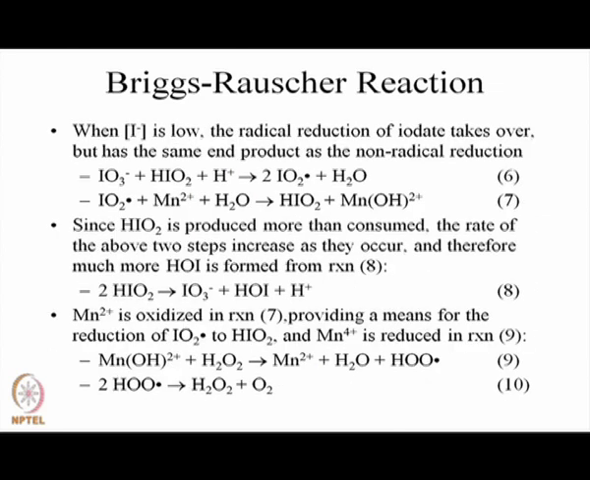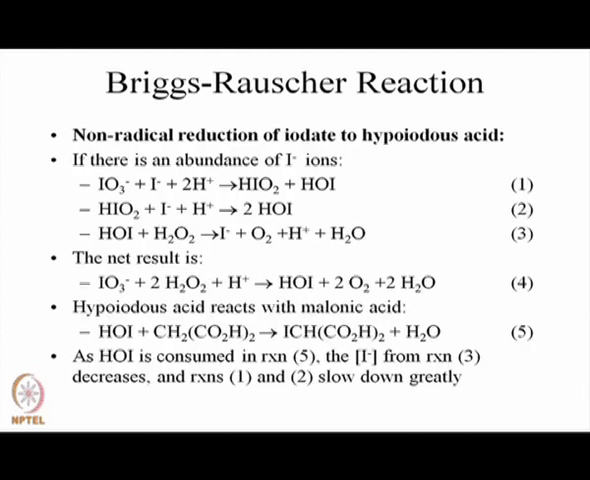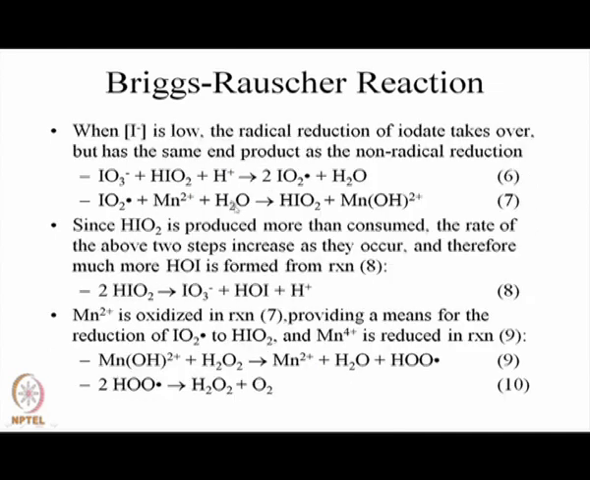So when I- is low, the radical reduction of iodate takes over, that is, it becomes predominant, but has the same end product as the non-radical reduction. So this is the non-radical scheme, and this is the radical scheme.